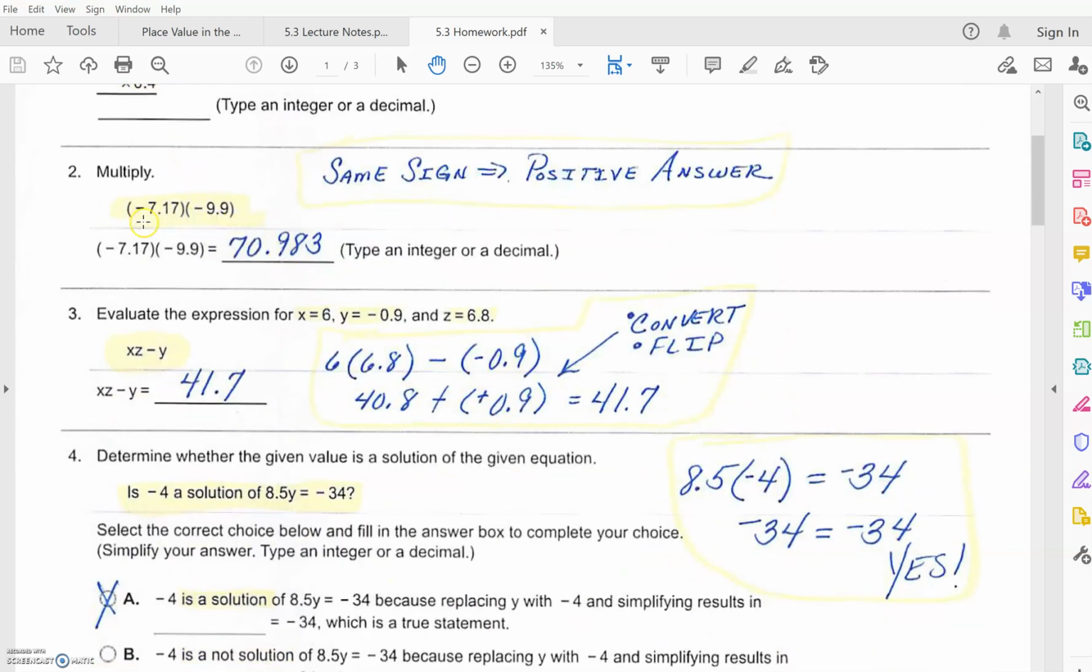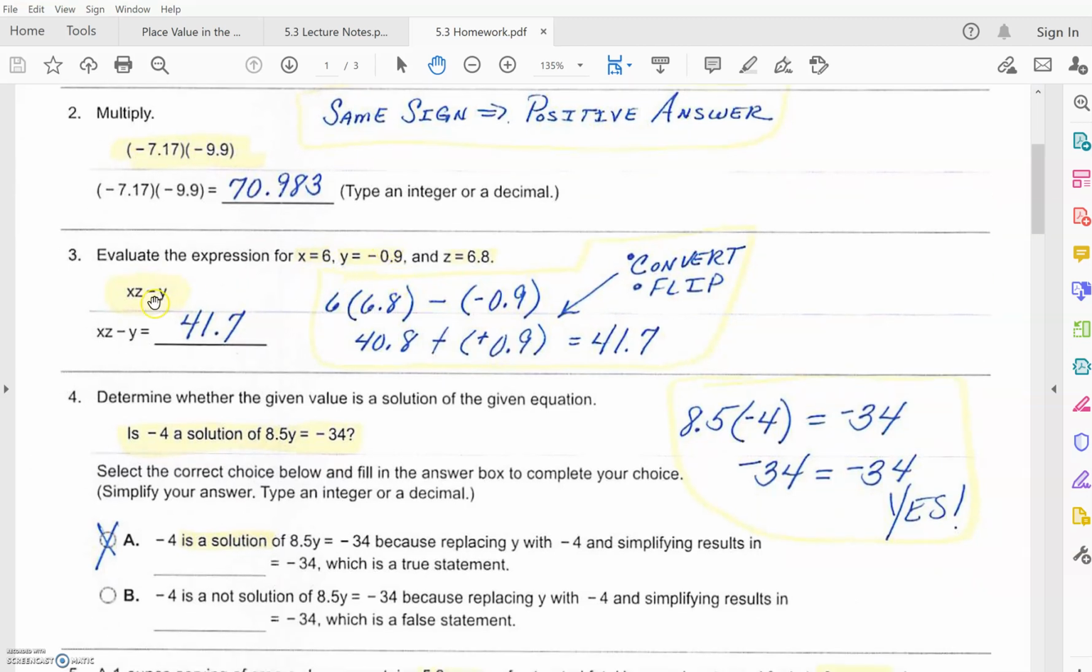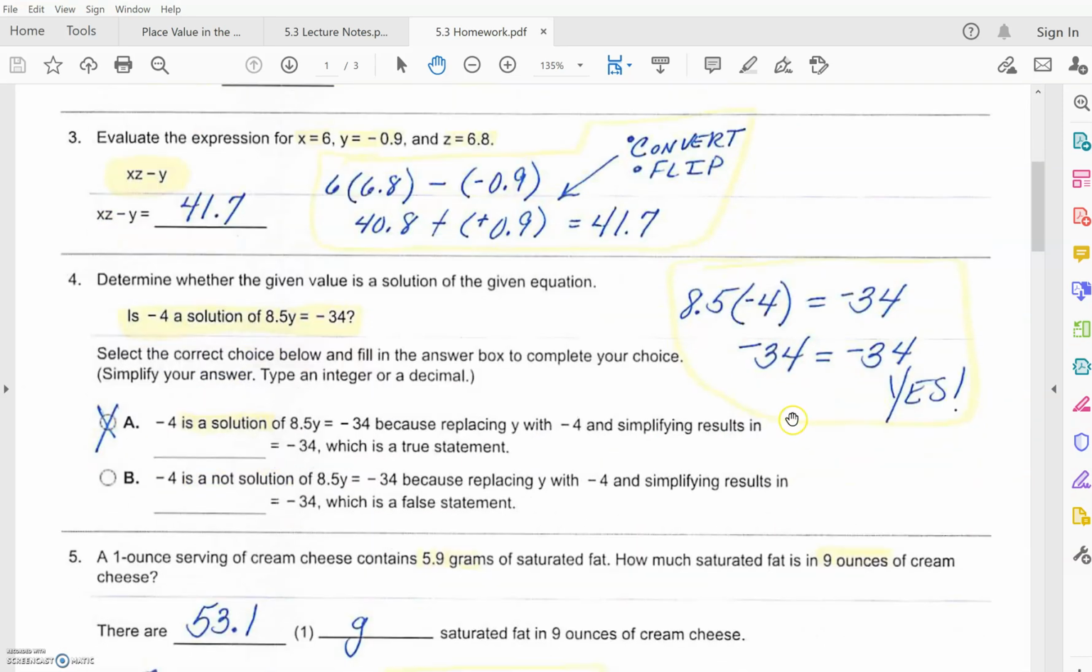But you're going to have to remember the rules. When you're multiplying and the signs are the same, do you have a positive answer or a negative answer? And then when you plug in for this one, xz means you have to multiply your value of x by z, order of operations, and then you can subtract y. And if you notice, y is a negative number, so subtract a negative. So that means you have to change that subtraction to an addition, and then make this sign the opposite, so the convert and flip. So there are rules that you have to think about, even though you're going to be able to use your calculator.